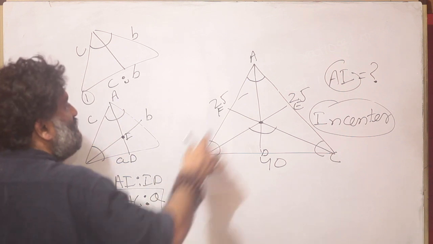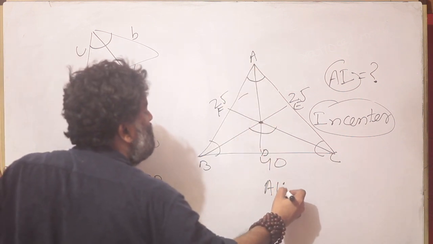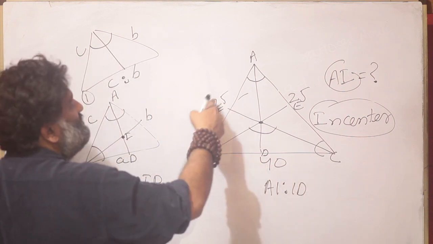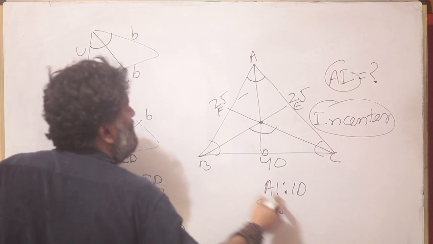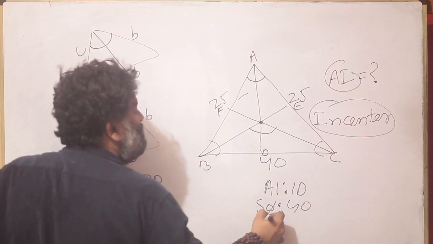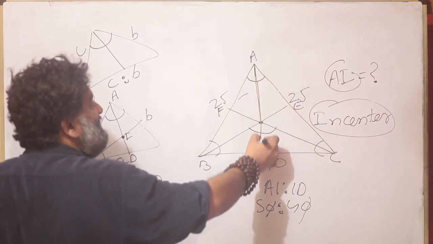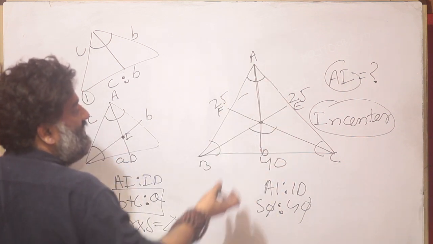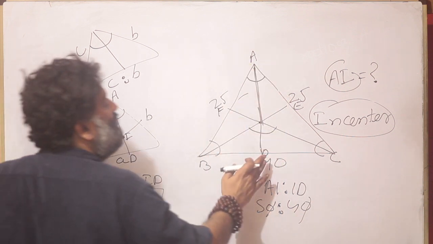That means I know the ratio of AI is to ID. The ratio is going to be 25 plus 25, 50, is to 40. So I know the ratio is 5 is to 4. But I still need to find out the value of this whole thing so that I can apply the ratio and find this part of the story. So how will I go about that?